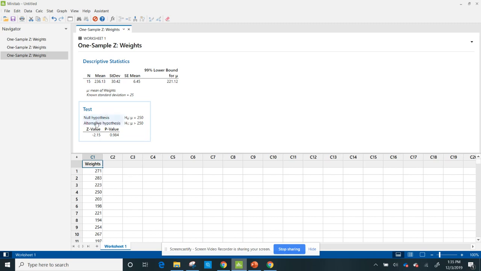It gives me my null and my alternative hypothesis. Your null hypothesis will be different than what we talked about in the PowerPoint. Minitab has a default of equal in the null for every hypothesis. We go a little bit further and we give directional signs to help for understanding of the concept. So the alternative of this is that the mean is greater than 250, which is correct. I get a z-value of negative 2.15 and a p-value of 0.984. Again, Minitab has given me everything I need. So now I can go back to my PowerPoint and start solving it.